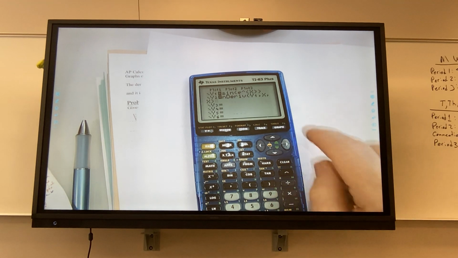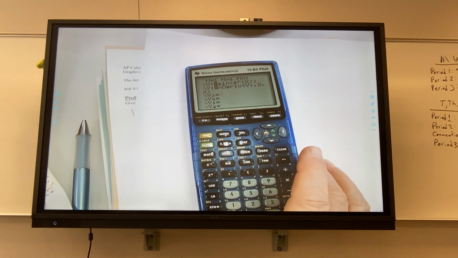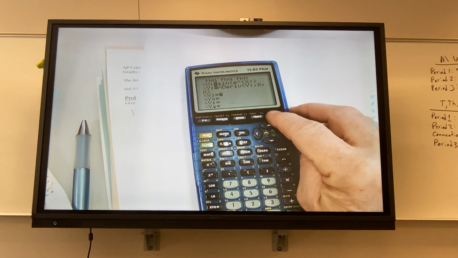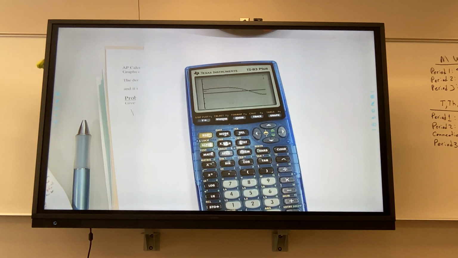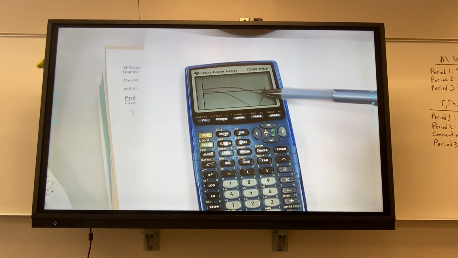Okay, so now I'm going to hit graph. Just to let you know, because this is an old calculator, it's going to take a little while to do some thinking. I'm going to hit graph. I guess it wasn't as bad. All right, so this came back up. Okay? So this was the original function.